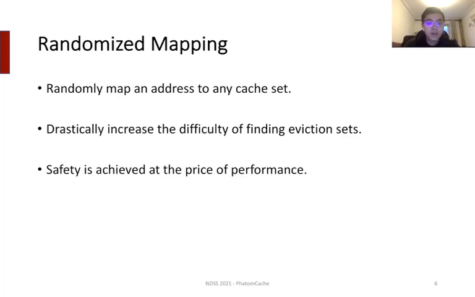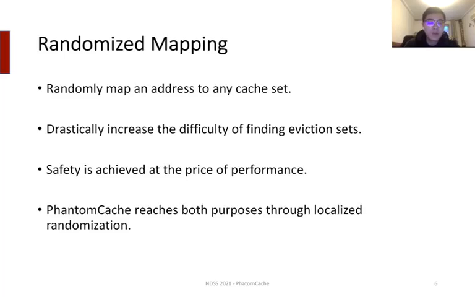However, we can see that safety is achieved at the price of performance, because if we want to map an address to any cache set, we will need to check all cache sets upon a cache access, and that is very expensive. So in our PhantomCache, we reach both purposes through localized randomization.